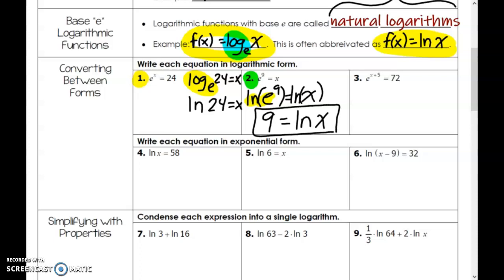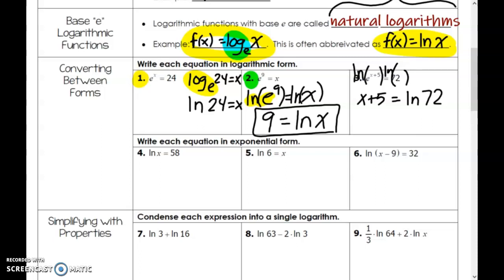All right, over here, number 3, if we take the natural log of both of these, what we're going to have is the natural log and the e on that one cancel out, so we have x plus 5 equal the natural log of 72. And that would be something where we could go on to solve that if we wanted to.